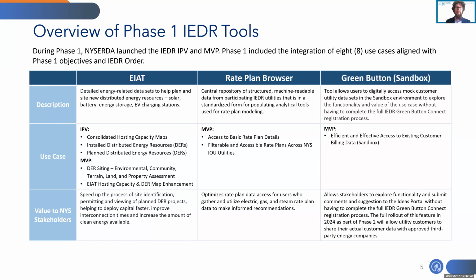The first is the Electric Infrastructure Assessment Tool, or EIAT. This consolidates several different data sources, from hosted capacity maps to planned and installed distributed energy resources, as well as many layers of non-utility data into one resource. It's really a detailed energy overview designed to support siting new distributed energy resources, from solar to storage to EV charging stations. Really with the value designed to speed up the process for site identification, and ultimately, hopefully, permitting, and viewing what planned projects are across the state in one comprehensive view.